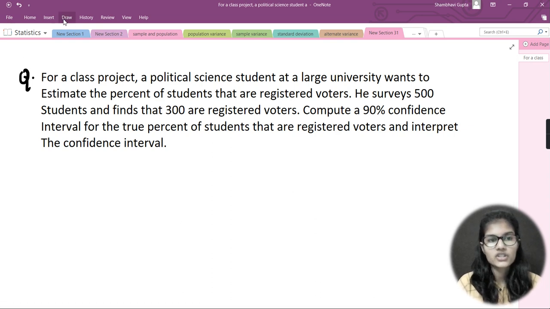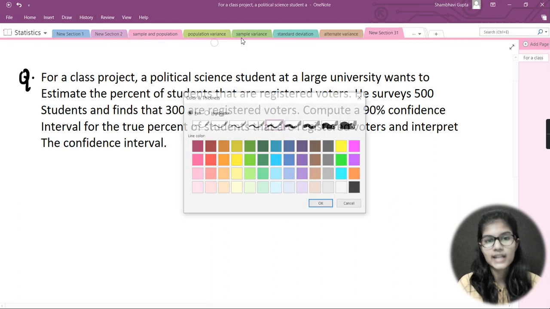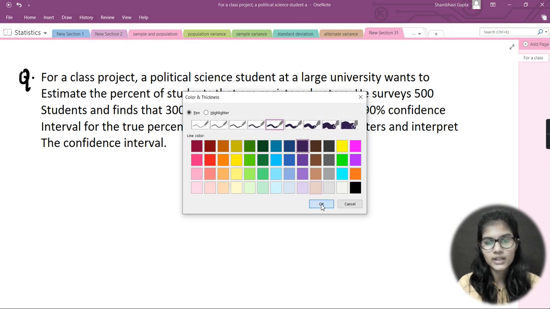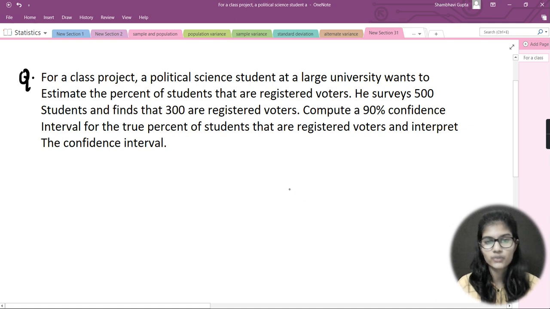Right. So this is the question that we have here, and I hope by now you are able to understand that this is a question for finding out the confidence interval for a population proportion, that we had understood by now. And you are even able to understand which value belongs to which thing, right?